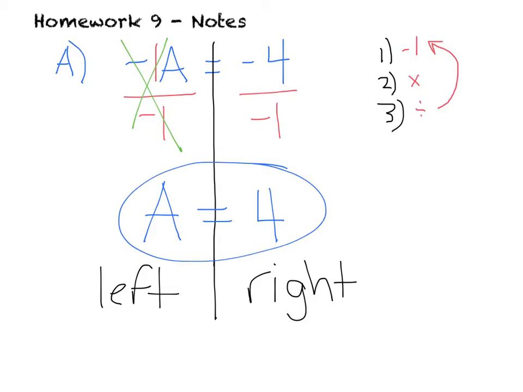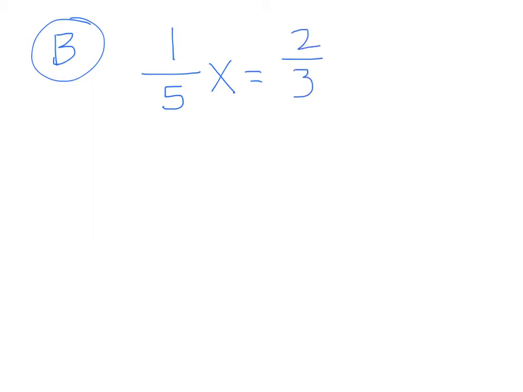That's the first example. So let's go to the second example. We'll roll right into it. We'll call this example B. And let's do a fraction problem this time. Let's go 1 over 5x equals, we'll say 2 over 3.